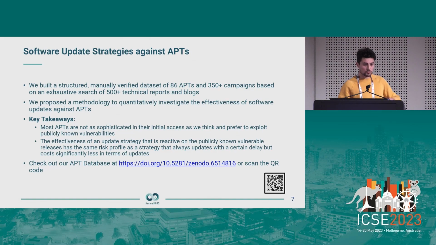To summarize what we did, we built a structured and manually verified database of APT campaigns based on data from more than 500 technical reports, and then we developed a methodology to quantitatively investigate the effectiveness of different software updates. The key findings are two. The first one is a good understanding of what APTs really are. Not all APTs are as sophisticated as we hear in the news. Most of them prefer simple attack vectors like spear phishing and prefer to exploit known vulnerabilities. The second one is that you can just be reactive on publicly known vulnerabilities when you want to update, because the rest of your effort is useless in reducing the risk.